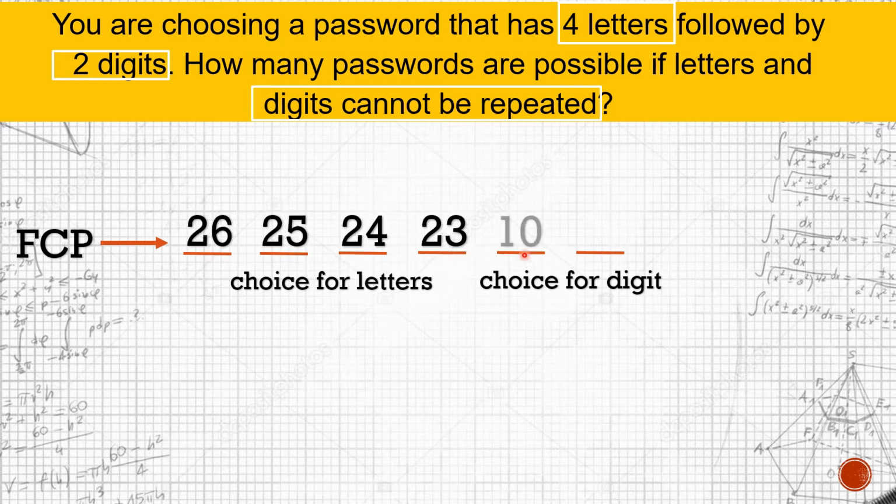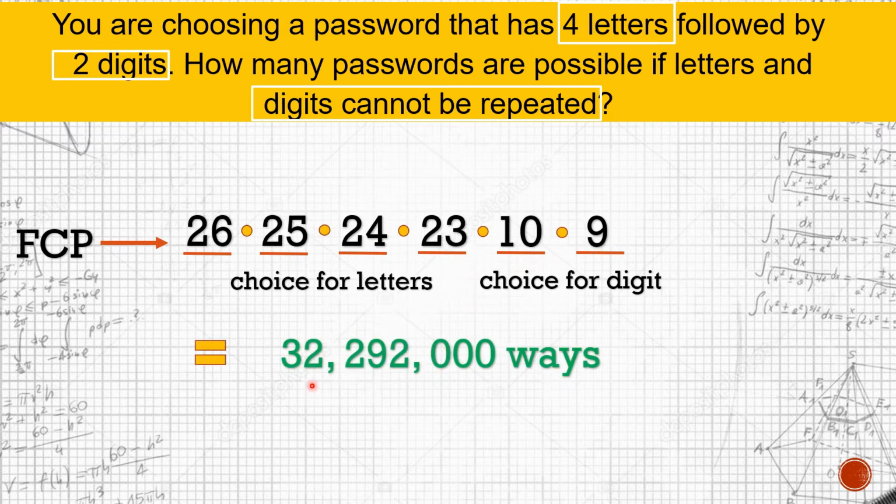Pagdating sa digits naman, we have 0 to 9. So, sa first slot, 10 choices pa rin. Pero pagdating sa second slot, bawas na yung pagpipilian natin. So, multiply lang natin sila lahat. Then, that will be equal to 32,292,000 ways. Tayo pwedeng mag-create ng 4-lettered followed by 2-digit password. And take note, digits cannot be repeated. So, distinct ito.